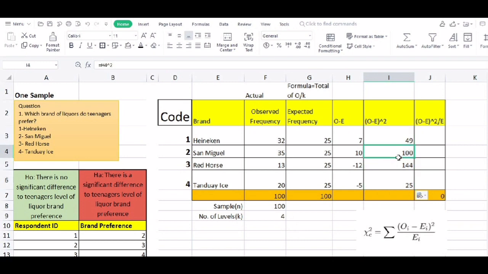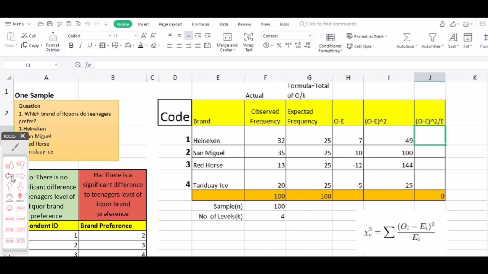And then after that, we are close to getting the chi-square. And the last step that we are going to do is divide this by the expected frequency. So that is the formula. I want you to follow the steps, and this is for one sample.